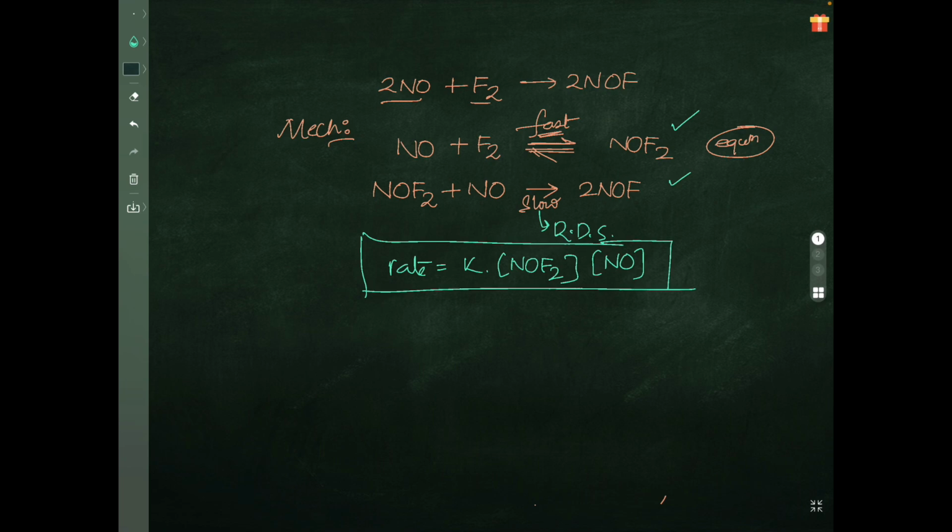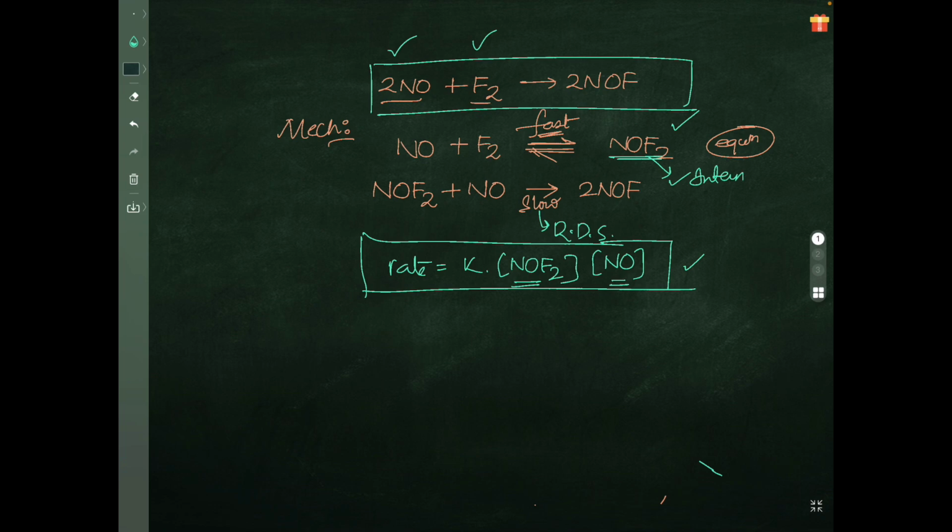What is the twist? Very simple. This is our reaction and these are our reactants. In the rate law or rate equation, only reactants are to be present. But NOF2 is an intermediate. So this intermediate should not be present in the rate law.